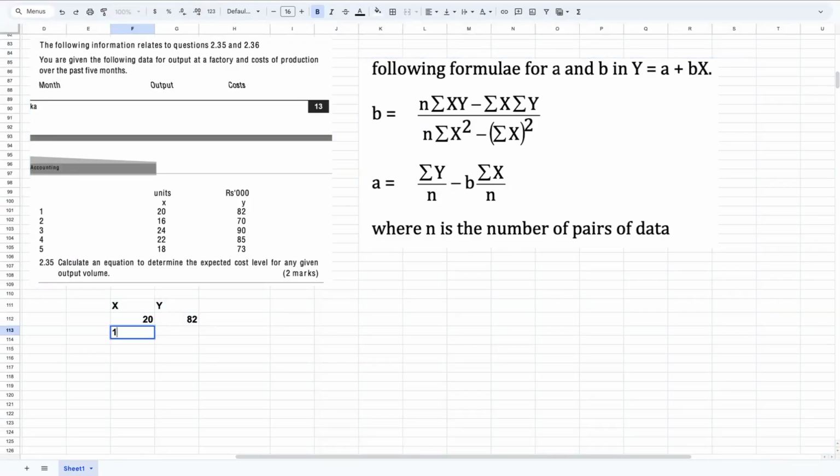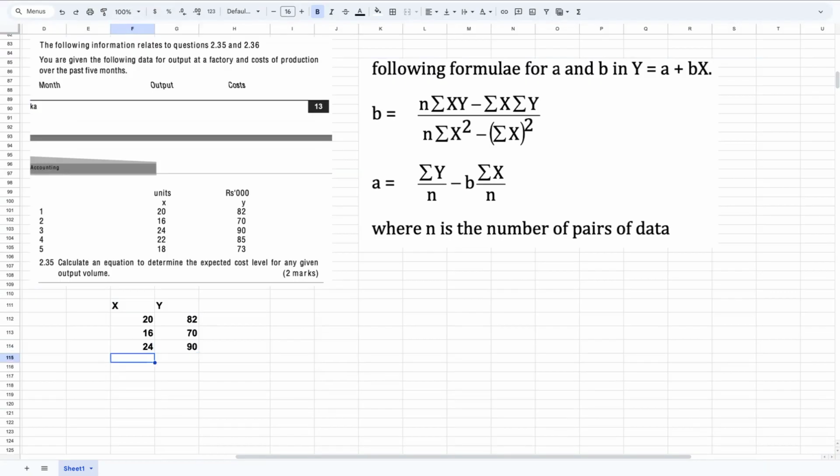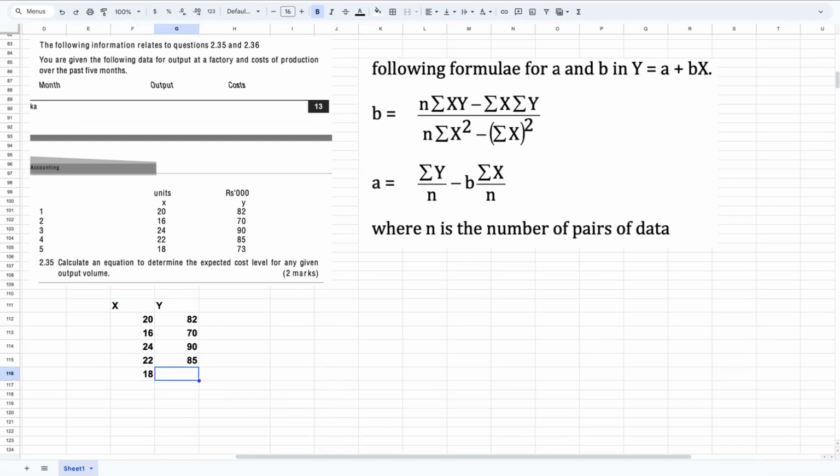Then if the x is 16, the y is 70. If I'm making a mistake, please let me know. And 24, it is 90, 22 it is 85, and 18 it is 73. The data is correct: 1682, 1670, 2490, 2285, 1873. Right, these are the x values as well as the y values. So x values and y values.